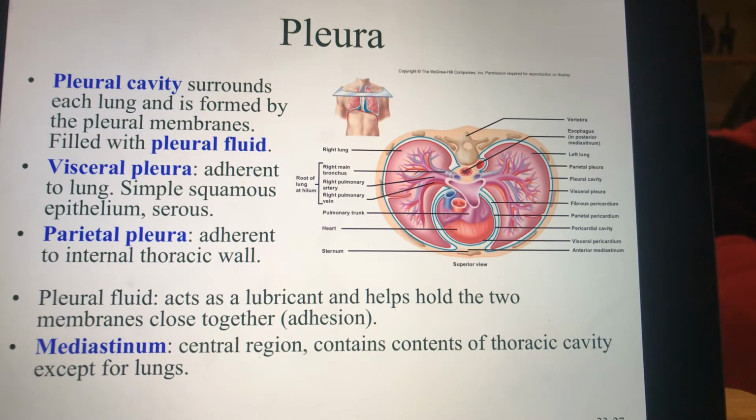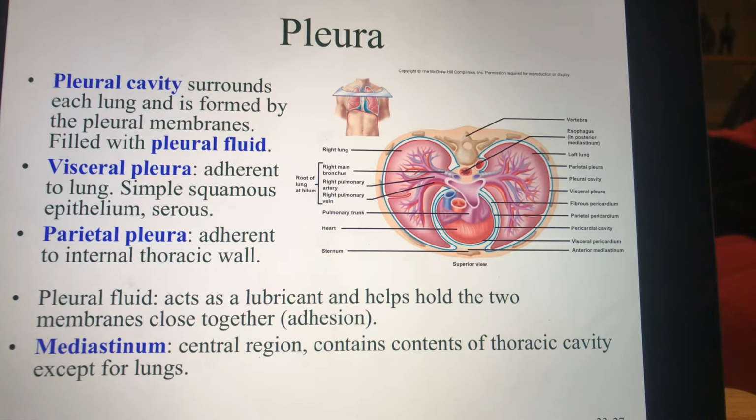Now, that parietal pleura forms a seal on our thoracic cavity. The seal on our thoracic cavity then allows no air from the external environment to go into your thoracic cavity. What happens then is that the space between the parietal pleura and the visceral pleura should just be free of air. It should be a vacuum.